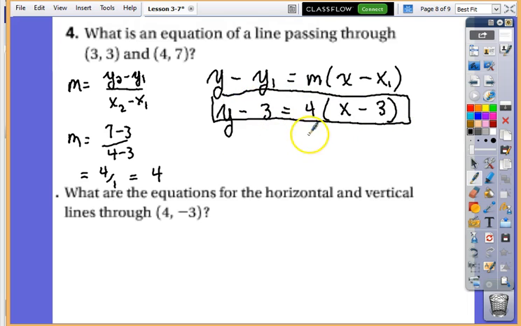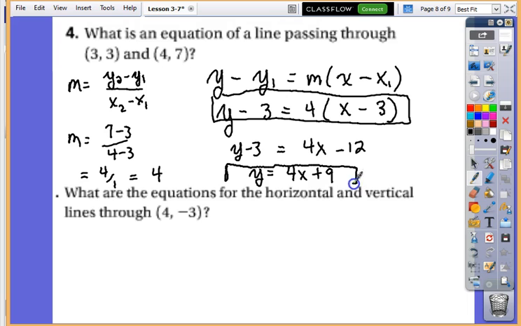If you want to, you could go ahead and distribute it out. If you did that, you would have y minus 3 is equal to 4x minus 12. Then you could add 3 to both sides, and y is equal to 4x plus 9. So you could have written it in slope-intercept form as well. Either answer is correct. Probably, since this is easier, I would just stop here, because the more work you do, the more chance you have of making a mistake.